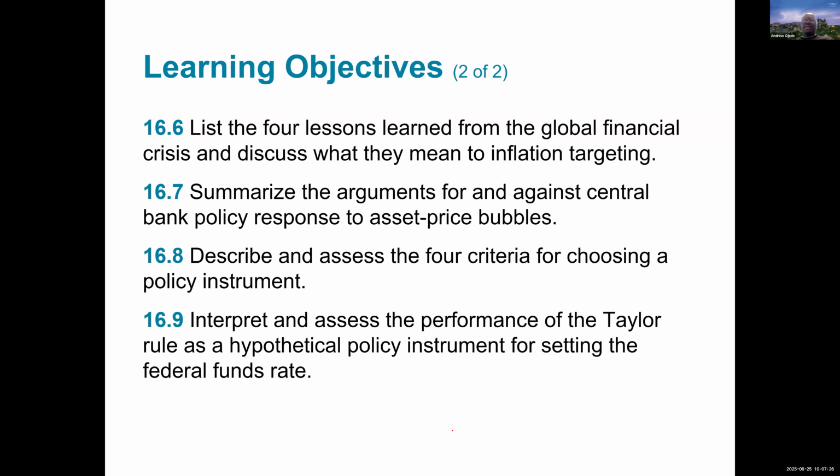And then, we're also going to list the 4 lessons learned from the global financial crisis of 2007-2009. There were some hard lessons that economists learned that we took for granted, okay? And we shall discuss what they mean to inflation targeting, and we shall summarize the arguments for and against a central bank policy response to asset price bubbles. Okay, we talked about what a bubble is. And then describe and assess the 4 criteria for choosing a policy instrument.